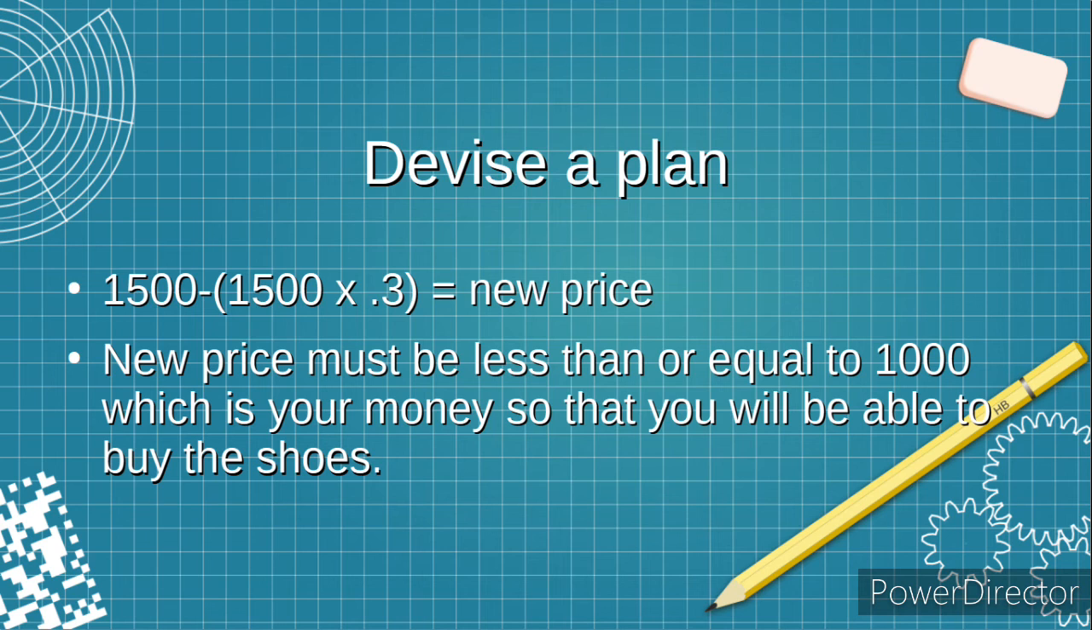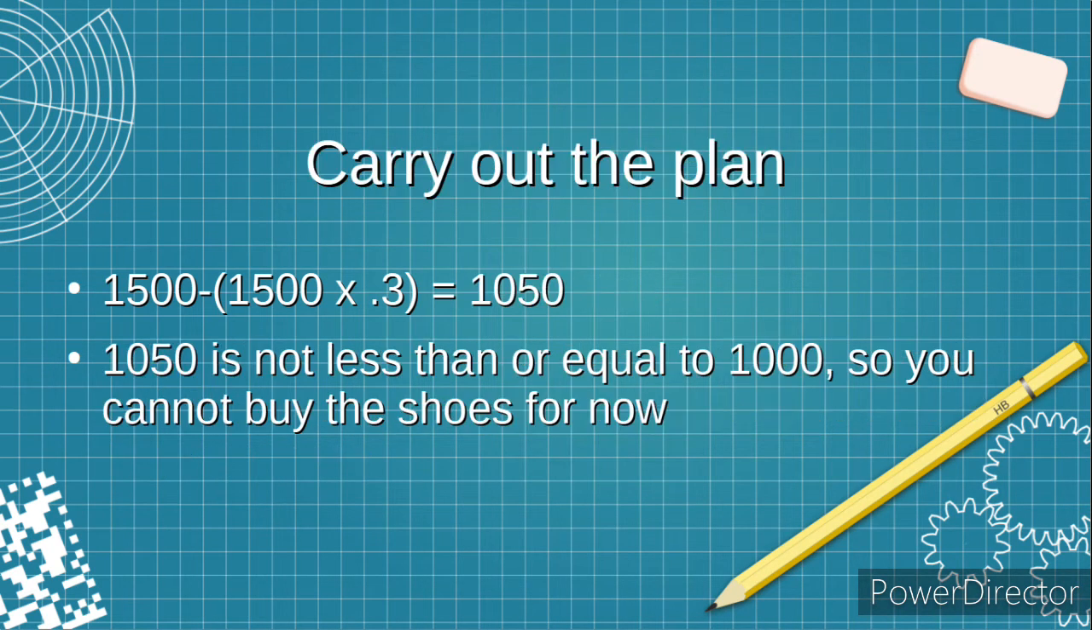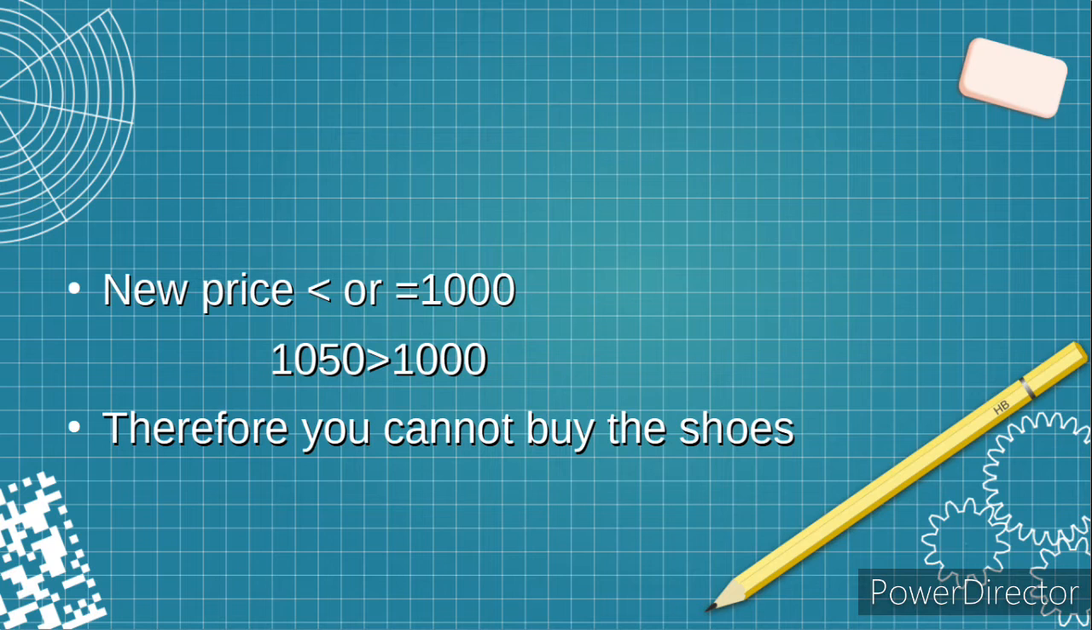Now let's make a plan. To get the new price, we must subtract the discount from the original price. Now we get 1,050, which is the new price, and take note that it must be less than or equal to your money so that you will be able to buy it. And since the new price is greater than your money, therefore you will not be able to buy the shoes. So now let's proceed to example number 2.